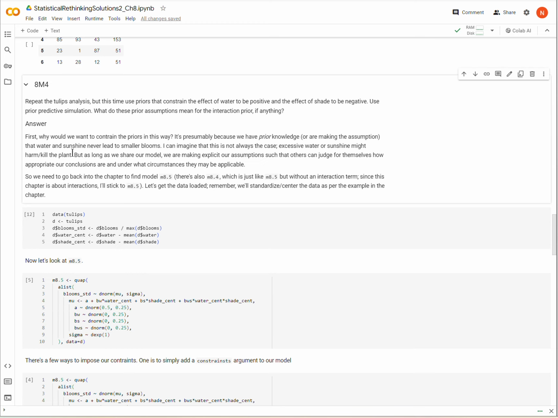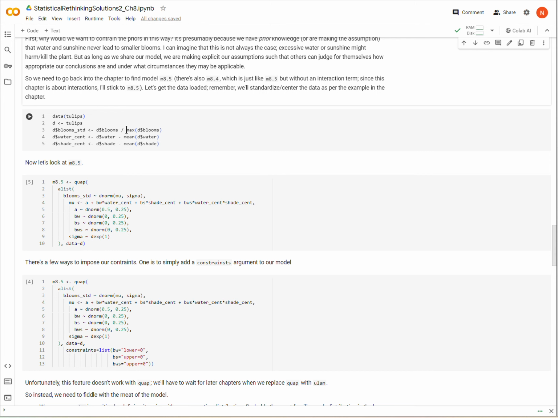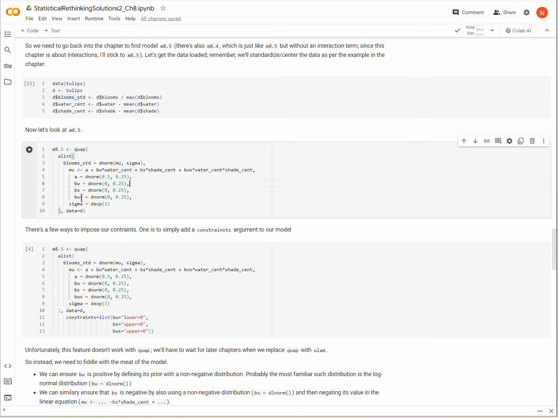Okay. So to get these models going, we need to go back, and I'm just copying and pasting what was presented in the book, but we're using standardized blooms and then centered water and shade here. Okay. So here is model m8.5 in the book. Okay, and so we don't need to run this, but this is the thing that we need to modify. Okay, remember, again, we are trying to constrain bW, the effect of water, to only be positive, and the effect of shade to only be negative. Okay, and then we'll talk a little bit about what that means for the interaction.